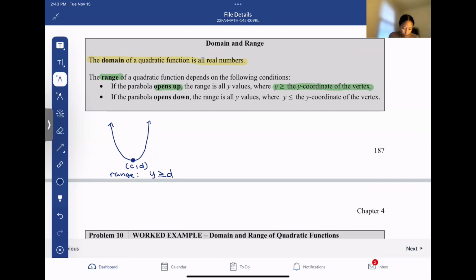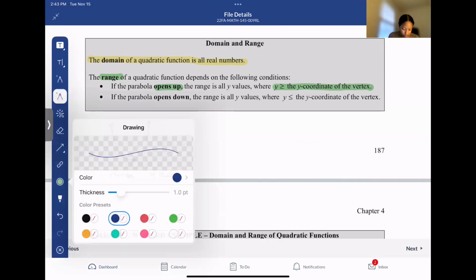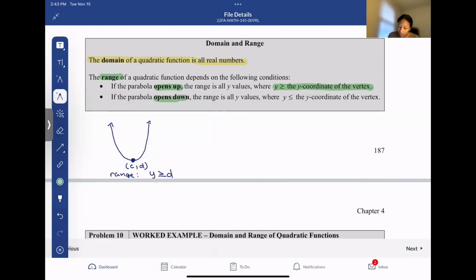All right, what if our parabola opens downward? If we have a parabola that opens downward, we get y is less than or equal to the y-coordinate of the vertex. If we draw a picture for that, a downward opening parabola would look like this. The vertex would be here. It would be a maximum point. So if this point is (C, D), D is the highest possible value of y that we can get. So the range would be y is less than or equal to D.